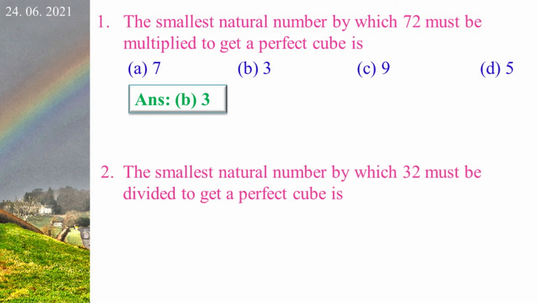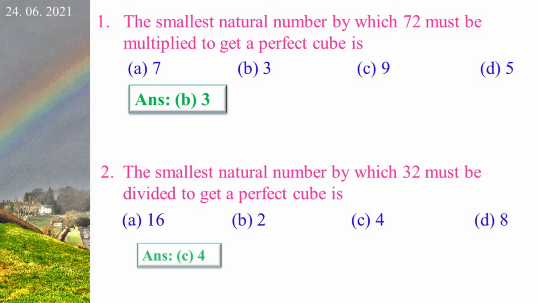Next question. The smallest natural number by which 32 must be divided to get a perfect cube is option A 16, option B 2, option C 4, option D 8. Which option is correct? Yes, the answer is C. 32 is divided by 4 to get a perfect cube.